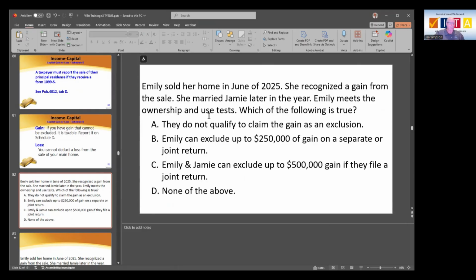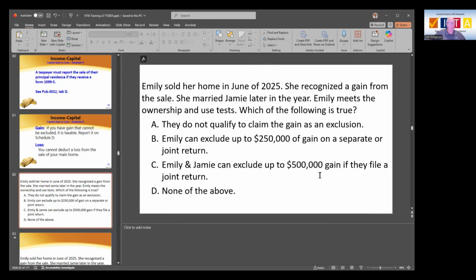Okay. So in this case, Emily sold her home in June of 2025. She recognized a gain from the sale. This gets a little complicated. She married Jamie later in 2025. Emily meets the ownership and use test. Which of the following is true? Do they qualify to claim the gain as an exclusion? Can Emily exclude $250,000 gain on a separate or joint return? Emily and Jamie are married now. Can they exclude $500,000 gain if they file jointly? Or is the answer none of the above?